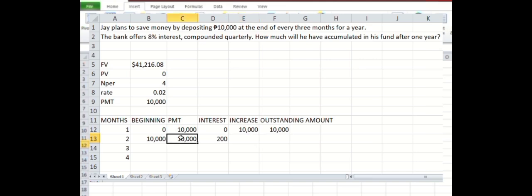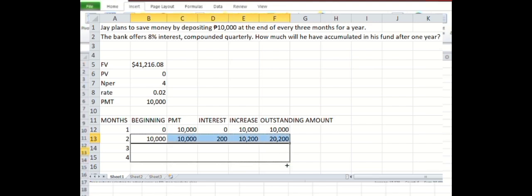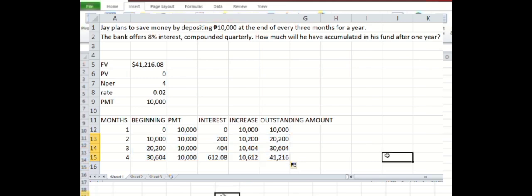Right, next our increase in funds. Let's have here our PMT plus our interest. Then for our outstanding amount, let's have an equal sign, B13 or the beginning, plus the increase in funds. And let's highlight it and drag it down. Alright, and we've got it already.